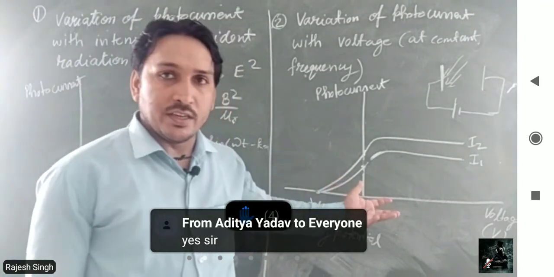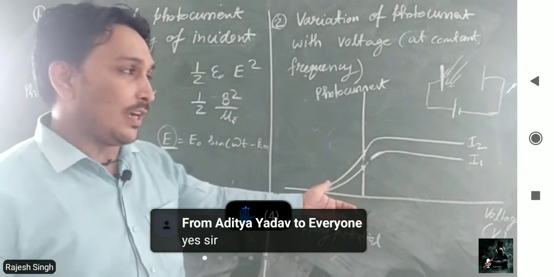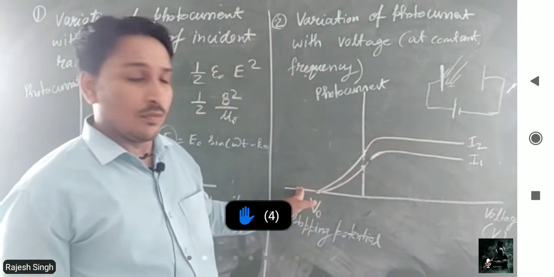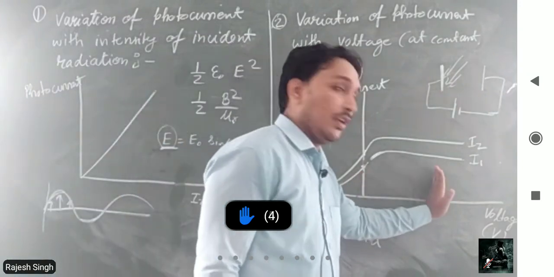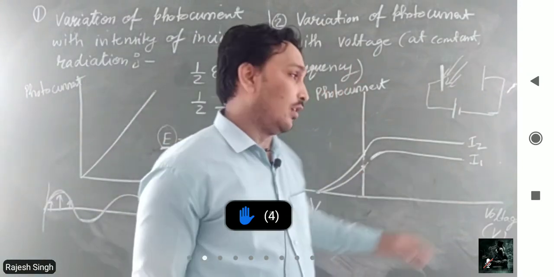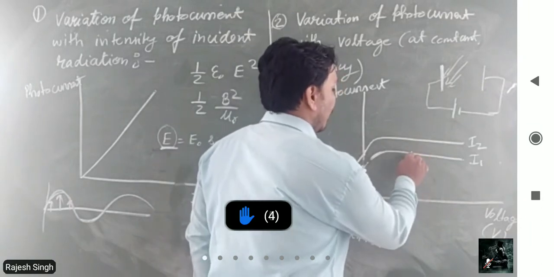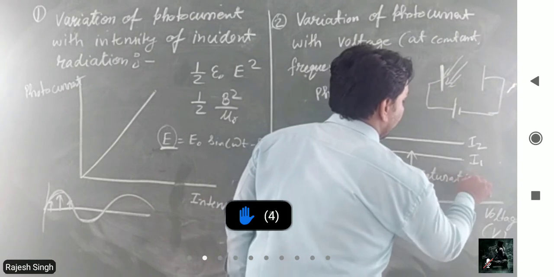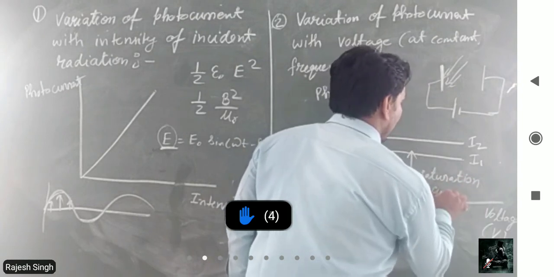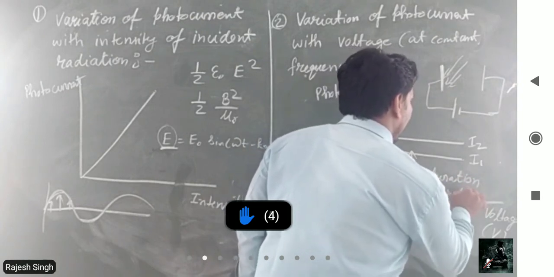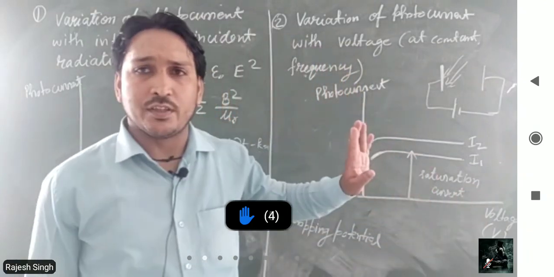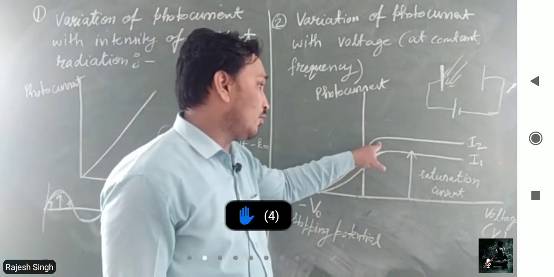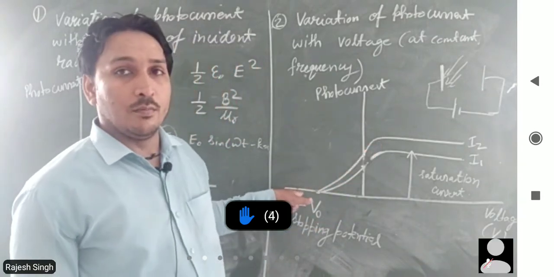For our surprise, it happened that for a higher intensity also, the stopping potential is the same. The graph from here is the same as we expected. Current increases, and this maximum value of current is called the saturation current. This graph we have expected, no problem in that. But before this, we expected that the stopping potential should be somewhere here, but it is the same.